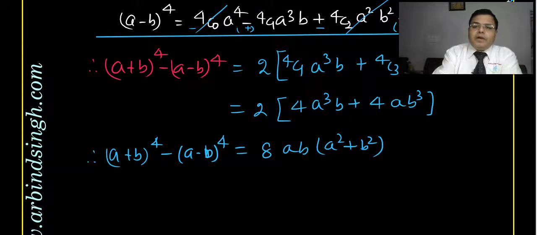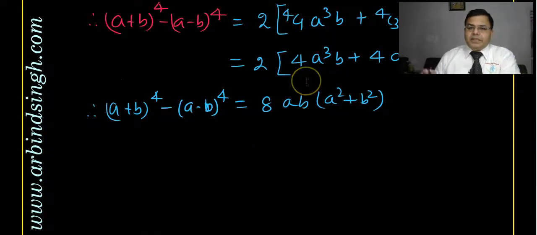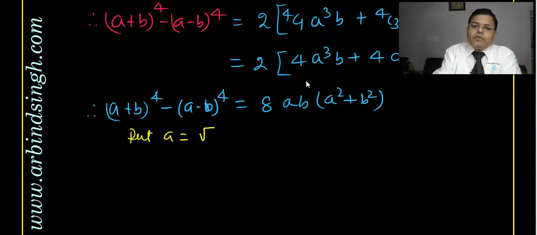Now similarly, the question is given here that root 3, root 2 means in place of a, put a is equal to root 3 and b is equal to root 2. Then we have root 3. Then what will happen?